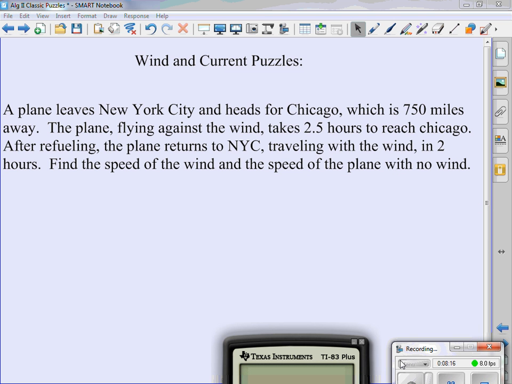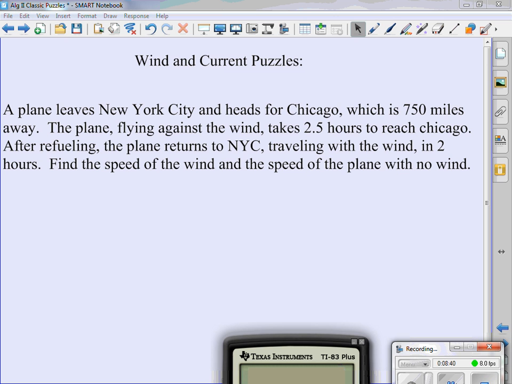A plane leaves New York City and heads for Chicago, which is 750 miles away. The plane, flying against the wind, takes 2.5 hours to reach Chicago. After refueling, the plane returns to New York City, traveling with the wind in 2 hours. Find the speed of the wind and the speed of the plane with no wind.